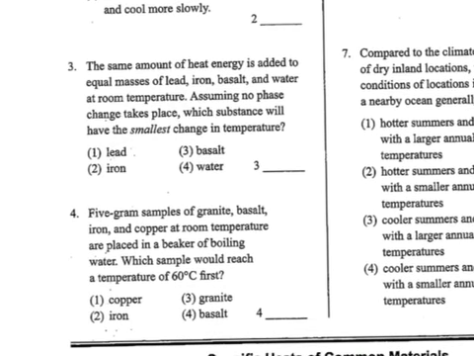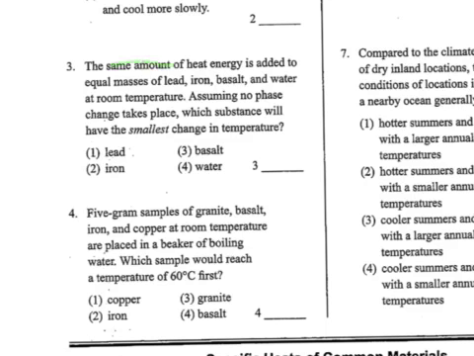We have the same amount of heat energy being added to equal masses, so they're all the same, of lead, iron, basalt, and water. They're starting off at the same temperature. No phase change takes place, and it's asking which substance is going to have the smallest change in temperature. So we're looking for which substance, lead, iron, basalt, or water, will have the smallest change in temperature.